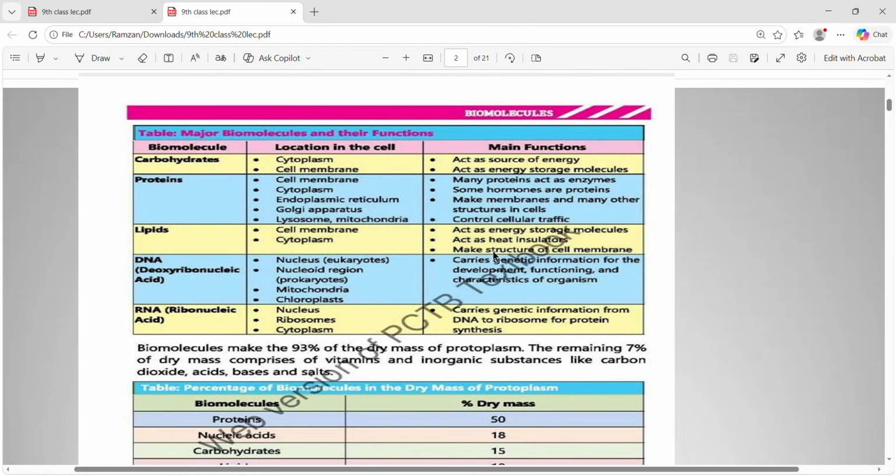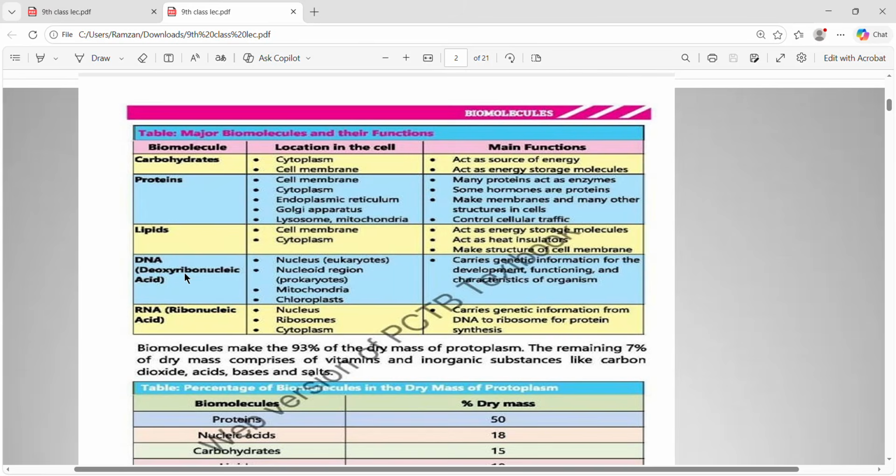Next one is making the structure of the cell membrane. Lipids are also involved in the manufacturing and construction of cell membranes. If we are talking about the fluid mosaic model, according to the fluid mosaic model, the cell membrane is made up of a lipid bilayer. Lipid is a major constituent of the cell membrane.